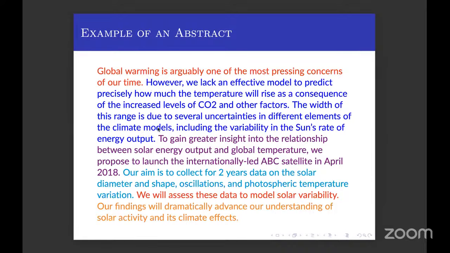Okay, got my point? Now, this is what: to gain greater insight into the relationship between solar energy output and global temperature, we propose to launch the internationally led ABC satellite in April 2018. So, this is your objectives. Okay. Then, this is your aim. Okay. Got my point? And similarly, your findings will dramatically advance our understanding of solar activity and its climate effect, and that is called the significance.